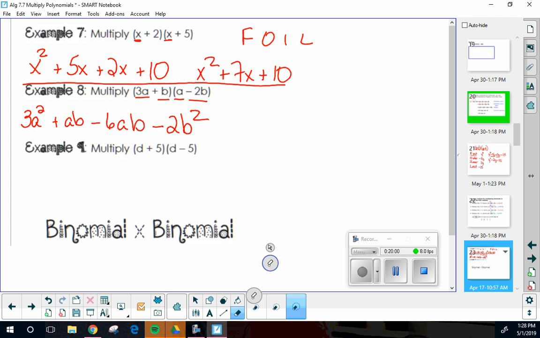Combine like terms. I have ab minus 6ab. What is that? I have a 1 minus 6. Yes, negative 5ab. I'm going to write it down before I forget. Negative 5ab. The first term is 3a squared. And then the last one is minus 2b squared.